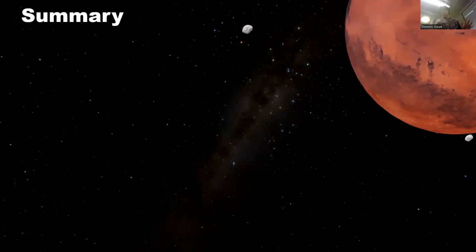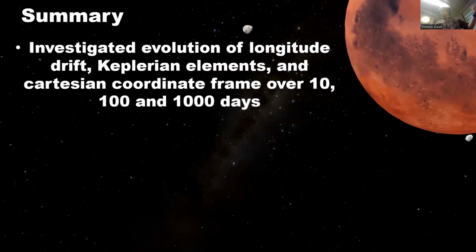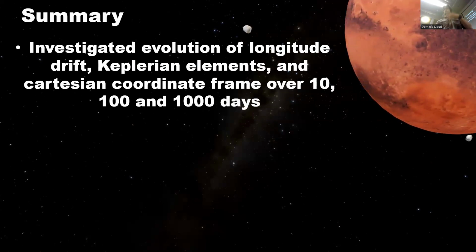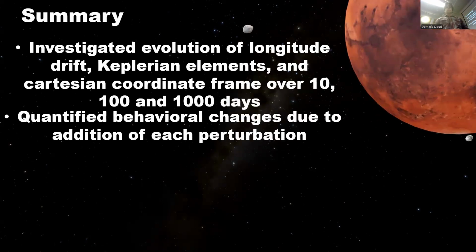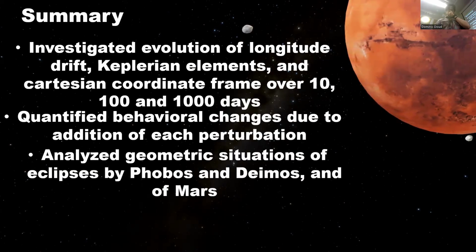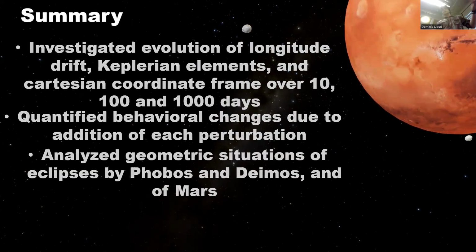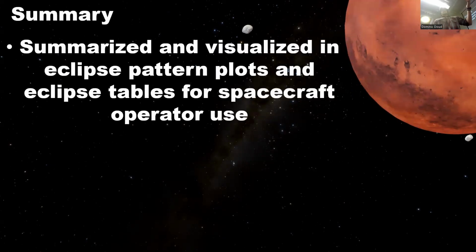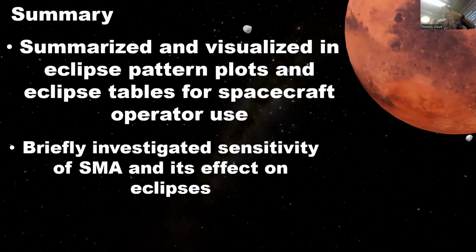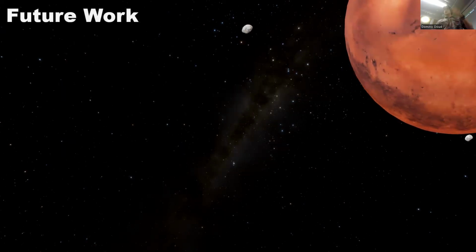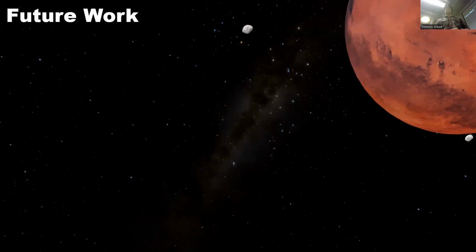I'm running out of time, so I'm going to summarize this really quickly. We just talked about investigating the evolution of the orbital frames over 1,000 days: 10, 100, 1,000. We quantified behavioral changes when adding each perturbation. We analyzed geometric situations. We summarized and visualized eclipses in plots and tables, and we briefly investigated and talked about the sensitivity of the semi-major axis, more than likely all the Keplerian elements.